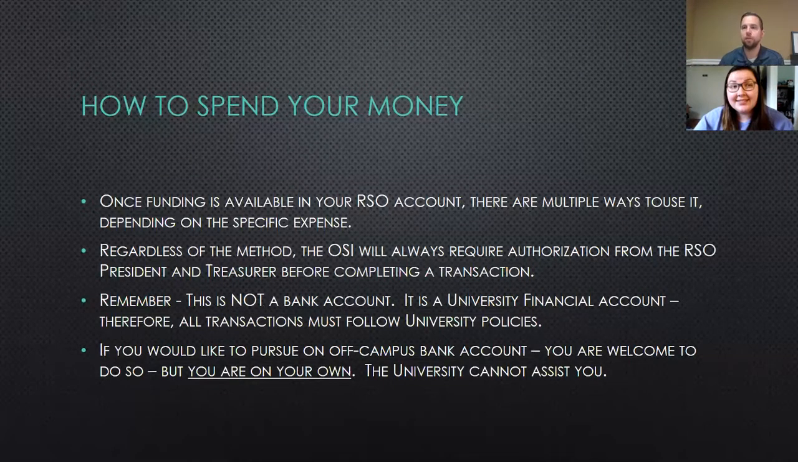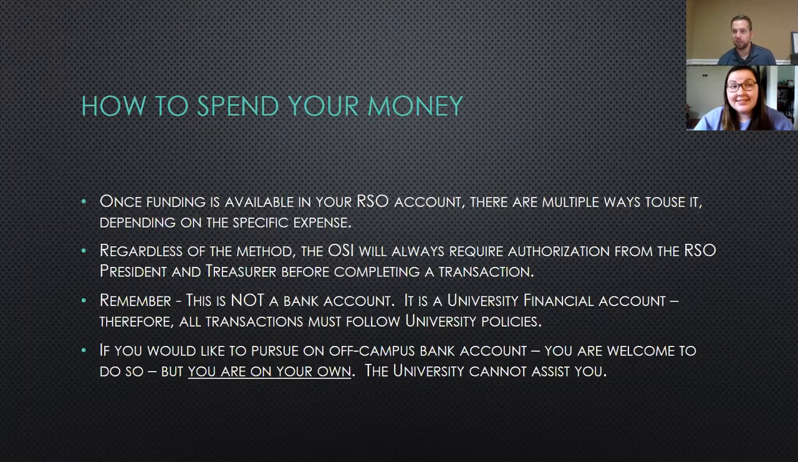Okay, so we've talked about how the money gets into your account. Once you have been approved for SABC funding or you've got other money in your account, we need to talk about how to use it. As I mentioned, there are a few different ways to use your funding depending on the specific expense that we are paying. Regardless of which method we use though, the OSI is always going to require approval from the president and the treasurer of the organization. That's for our sake of records, to make sure that the organization is on board with everything.